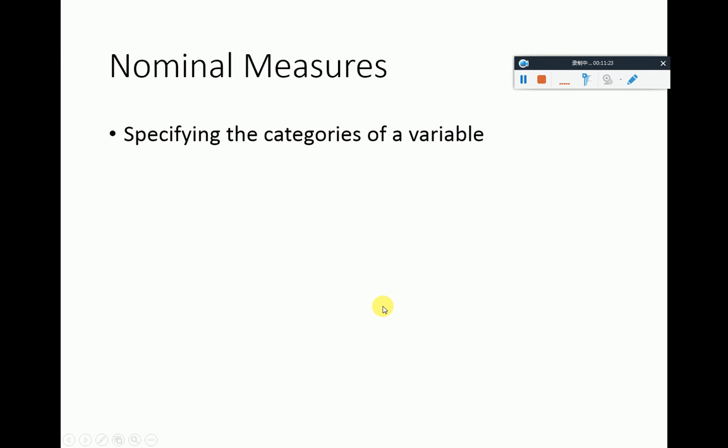Nominal measures. Nominal measures is probably the simplest measure of all that we're going to discuss. When we say we are going to measure a concept nominally, we're essentially saying we're going to break, so to speak, this concept into different categories. We're going to specify all the categories of values that this concept can take. And this will probably remind you of the idea of categorical variables, right?